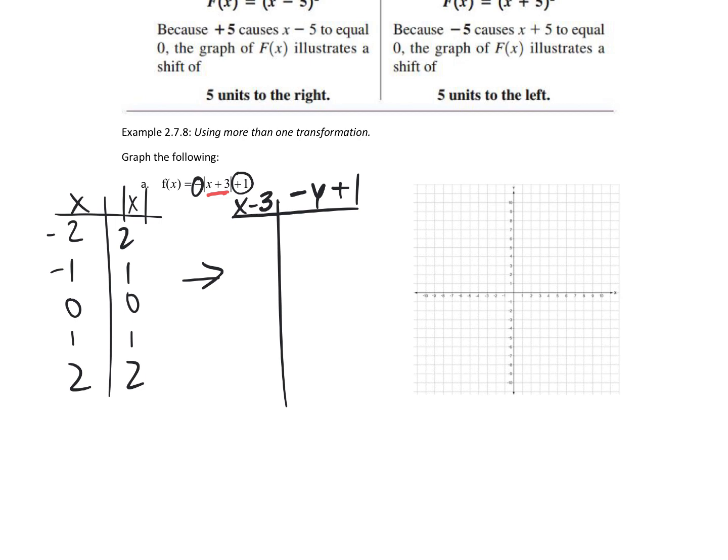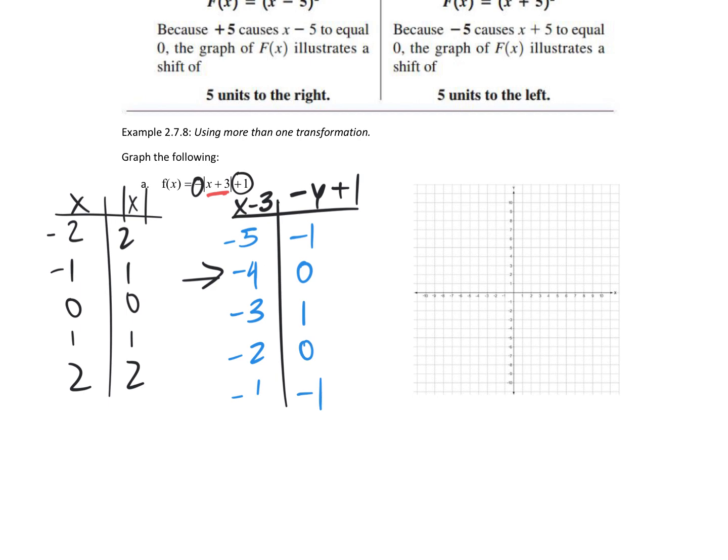So what we do is basically just individually apply these, and we get some new numbers that we can graph. So if I do x minus 3, we just take all of these points and subtract 3. Negative 4, negative 3, negative 2, and negative 1. And then for the y values it's interesting. We're going to flip the sign, make it negative, and then add 1 to it. So 2 becomes negative 2, plus 1 is going to be negative 1. Then we're going to have 0, 1, 0 again, and negative 1.